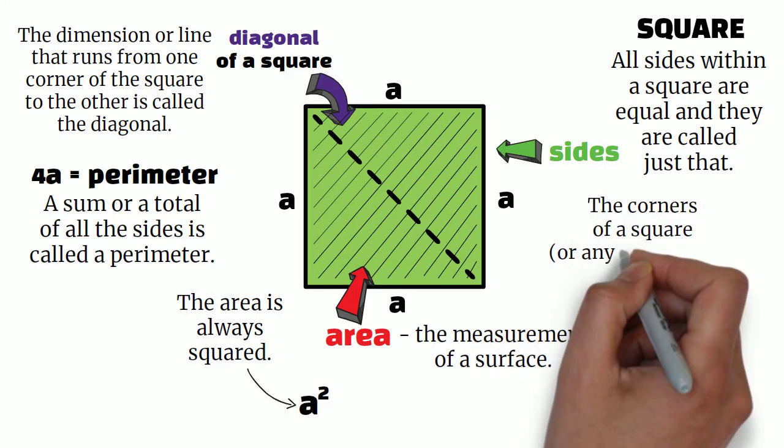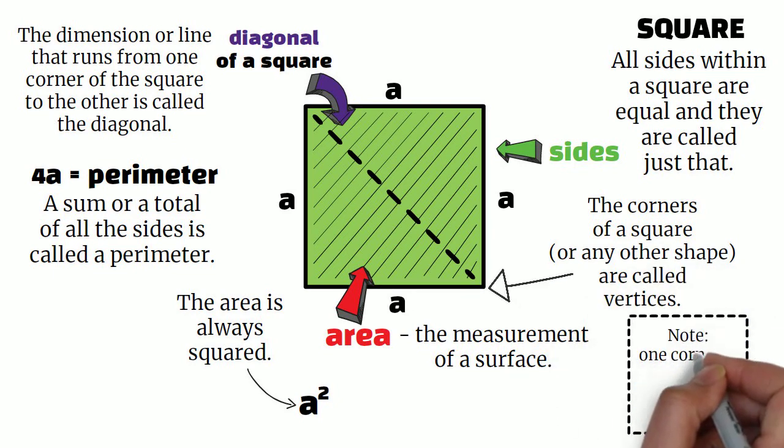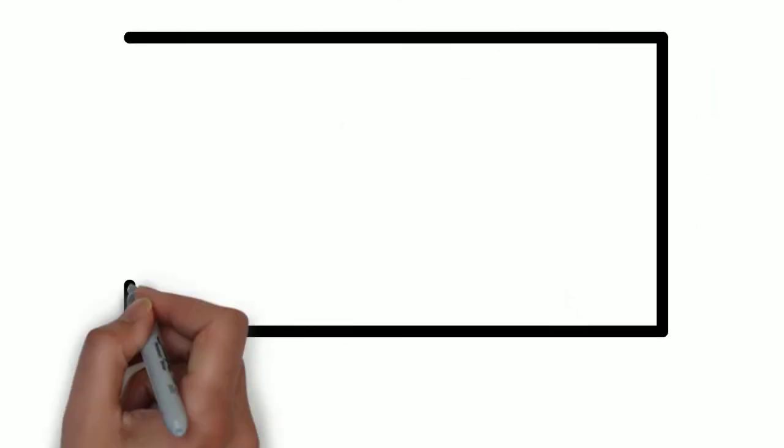The corners of a square are called vertices. Note that one corner is called a vertex. Let's now move on to the next shape.